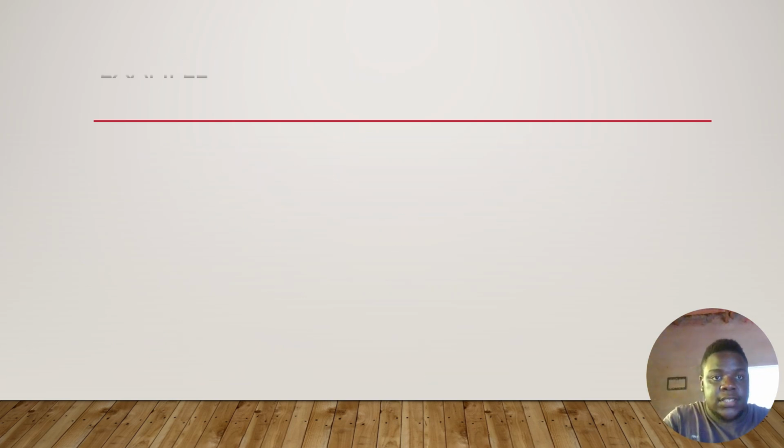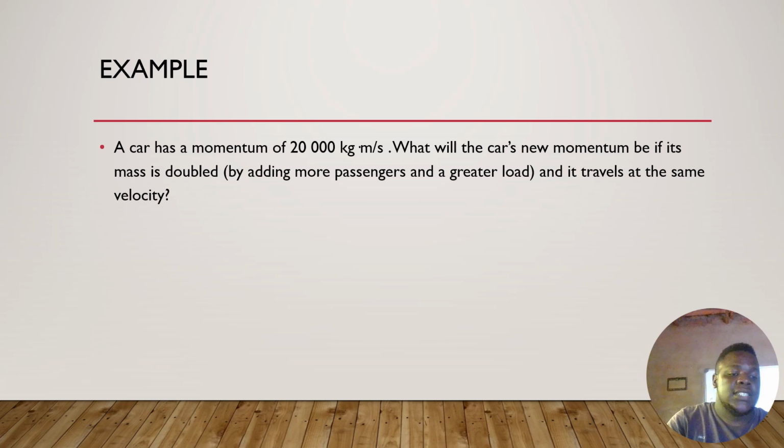Now here is an example. This example is a very simple example. You can pause the video and try the example. The example is saying a car has a momentum of 20,000 kg meter per second. What will the new car's momentum be if the mass is doubled by adding more passengers and a greater load and it travels at the same velocity? You can pause the video and try the example.